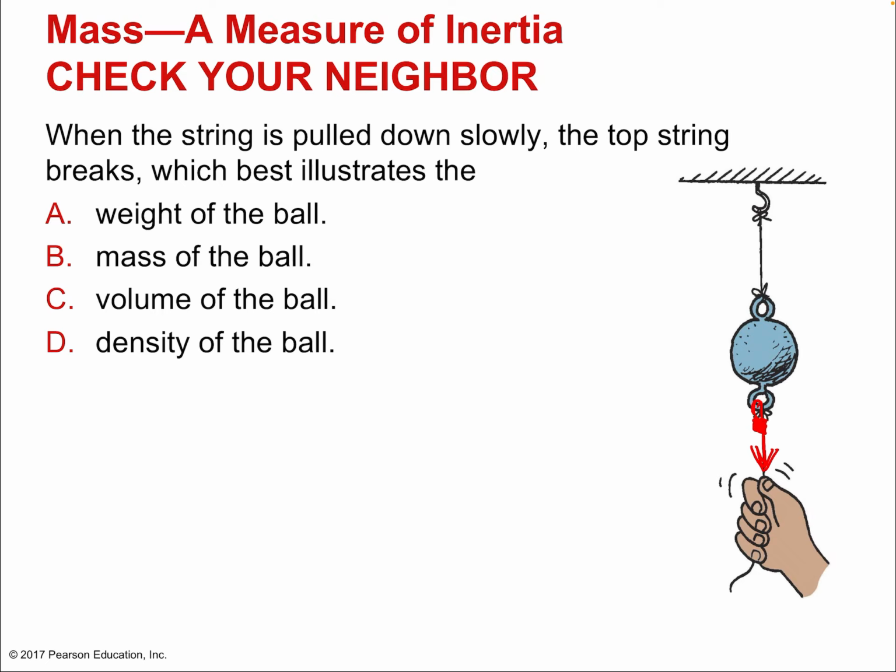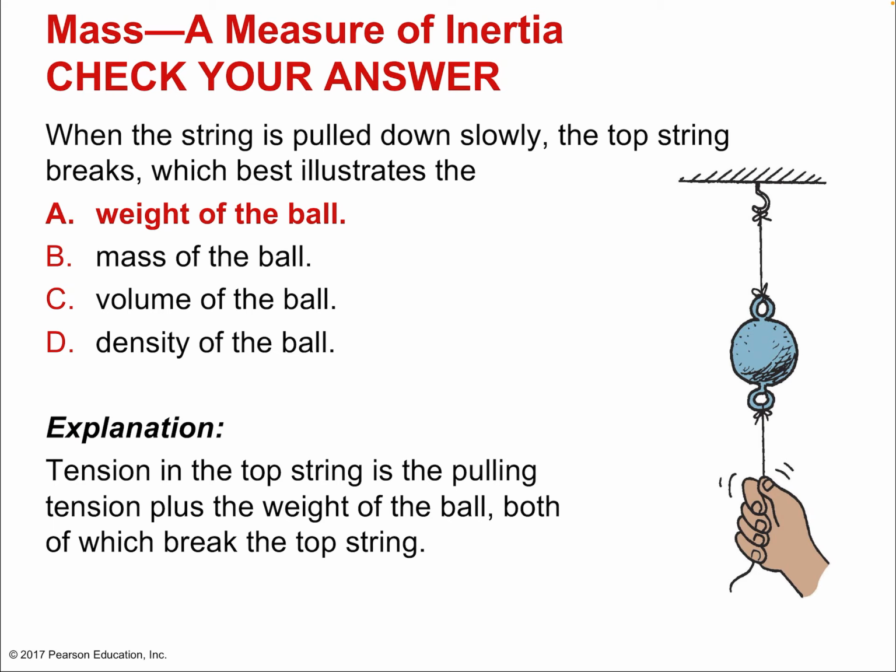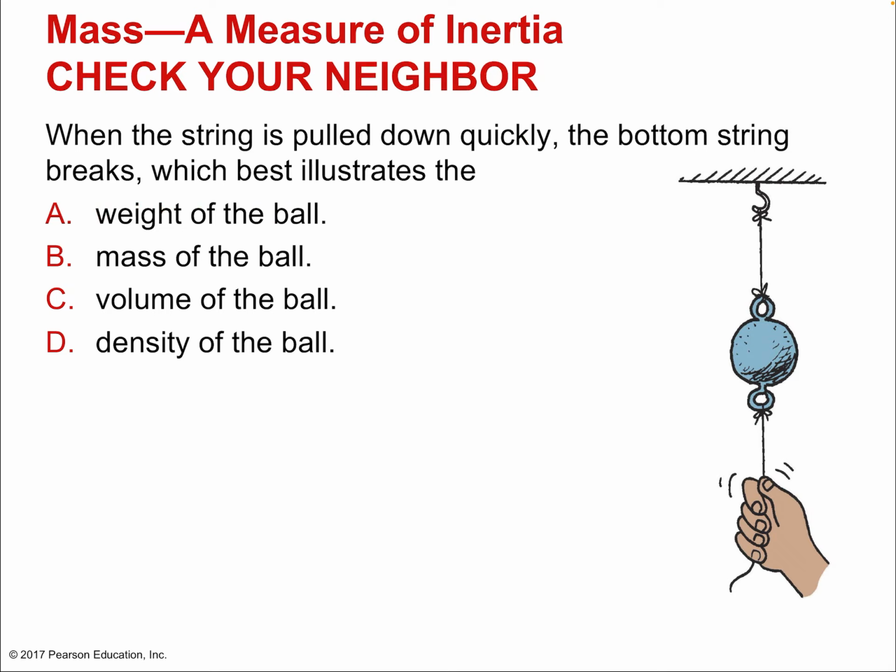So when that happens and you break this upper string, what idea does that best illustrate? Weight, mass, volume, or density? Take a moment and answer it. Weight. Because as I hinted at, by pulling slowly, you're effectively adding more weight to the hanging ball. But you know what's interesting? It's not always the top string that breaks. Okay? So if the string is pulled quickly, so the hand pulls down super fast, the bottom string will break in that case.